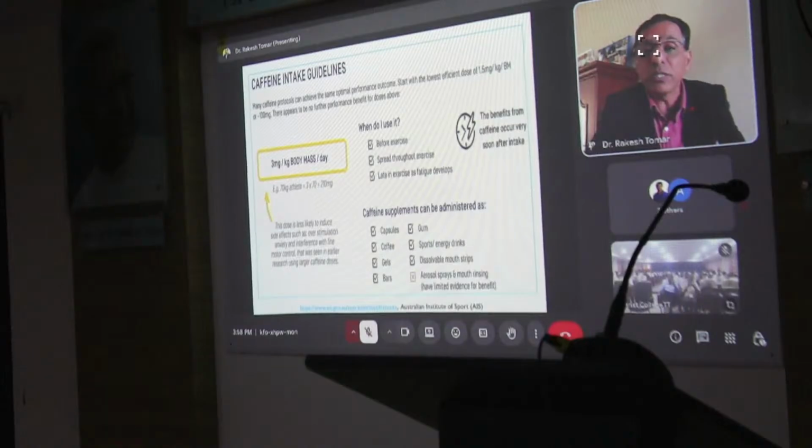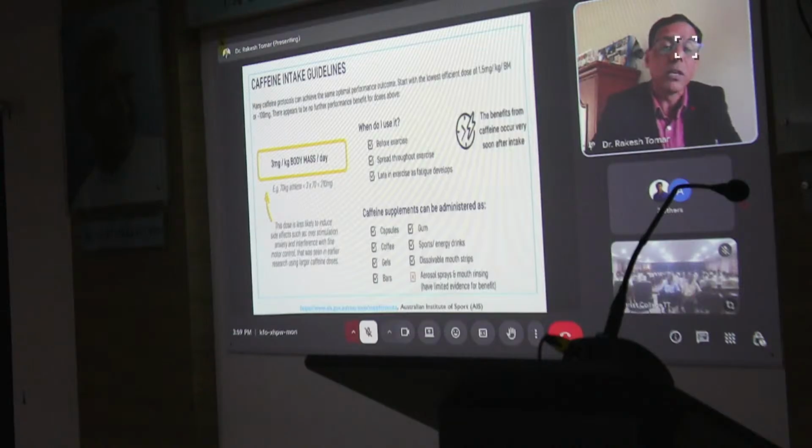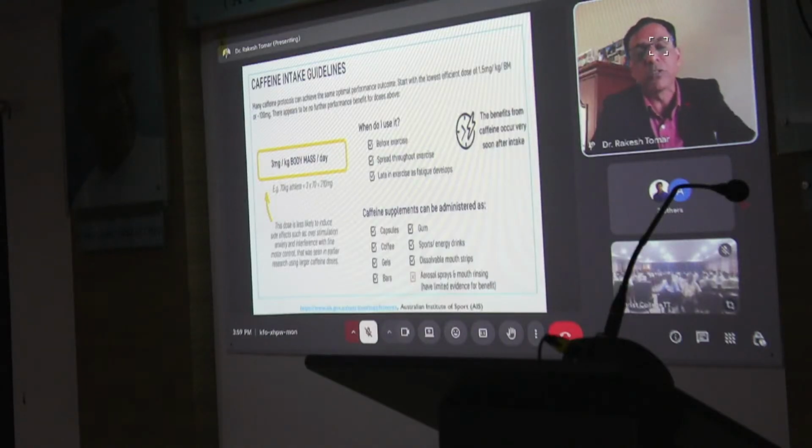Now, when do I use it? You can use it before the exercise. You can use it throughout the exercise. I mean, if you have a training session which lasts for, say, 3 hours, then you can use it throughout the exercise also. And if you're running a full marathon, you can use it, like what I usually do when I run my full marathons. I take caffeine, of course not in isolated form, but along with the carbohydrate. And also late in exercise as fatigue develops.